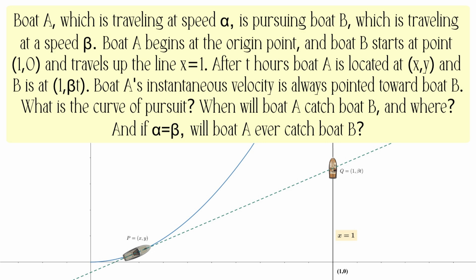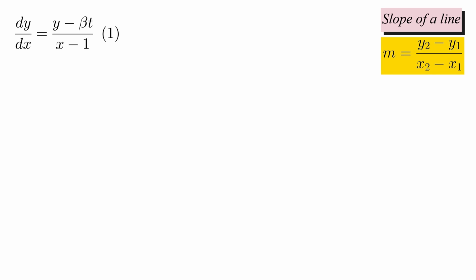Since, as we said, the instantaneous velocity of boat A is always pointed towards boat B, then the tangent to the pursuit curve always passes through point Q, correct? So by using the slope of a line formula, we have dy over dx equals (y minus beta times t) over (x minus 1). Since boat A is traveling at a speed alpha, after t hours it will have traveled alpha times t. This distance is also the length of the pursuit curve from (0, 0) to (x, y).